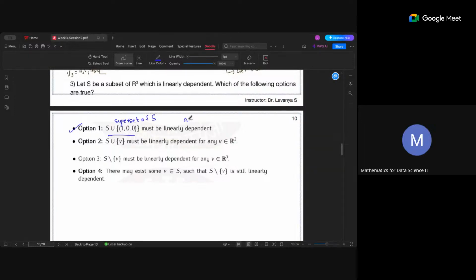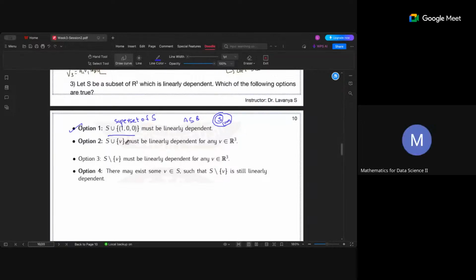So I guess you did not see this part carefully. If A is a subset of B, then B is a superset of A. See, S is a smaller set. Now I am adding another vector 100 to this set. So it is obviously a bigger set, right? So here I am having 100. So this is a superset of S.